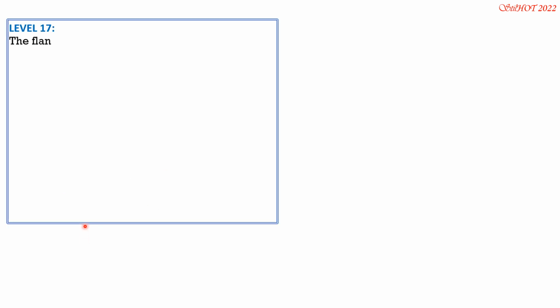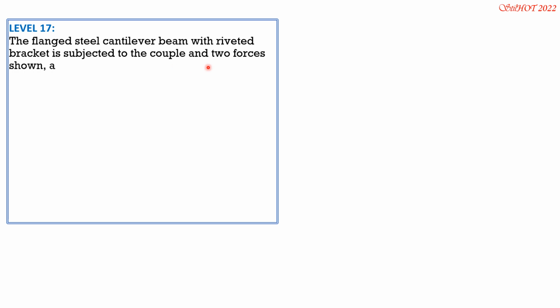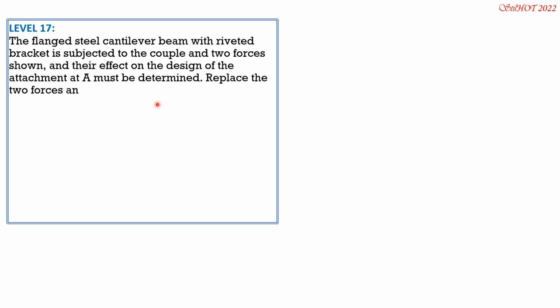Level 17 problem. The flanged steel cantilever beam with riveted bracket is subjected to the couple and two forces shown, and their effect on the design of the attachment at A must be determined. Replace the two forces and couple by an equivalent couple M and resultant force R at A.